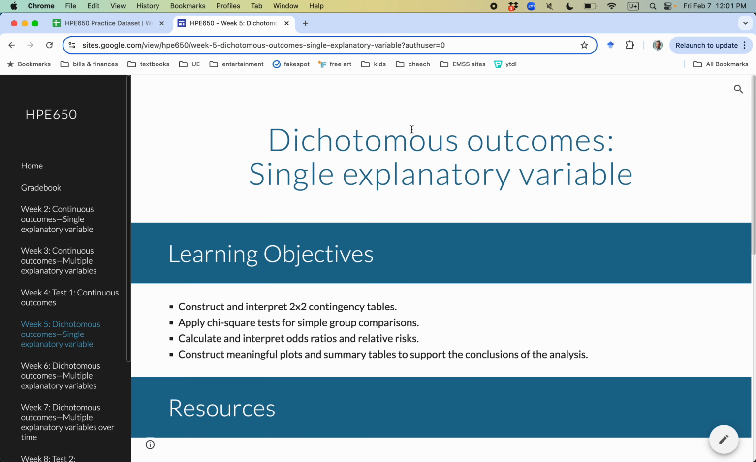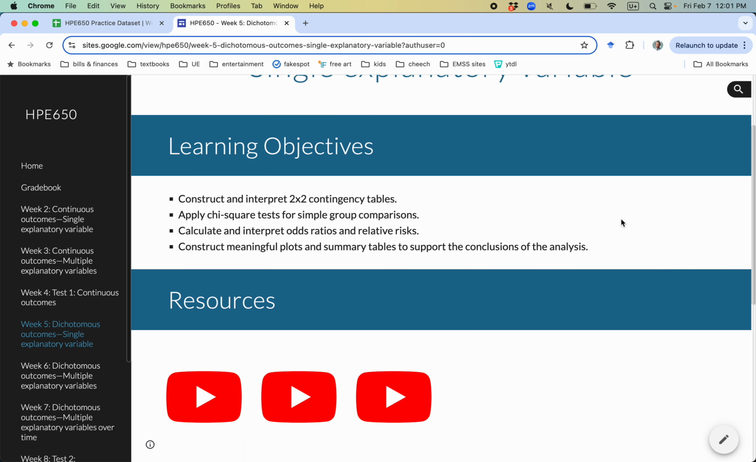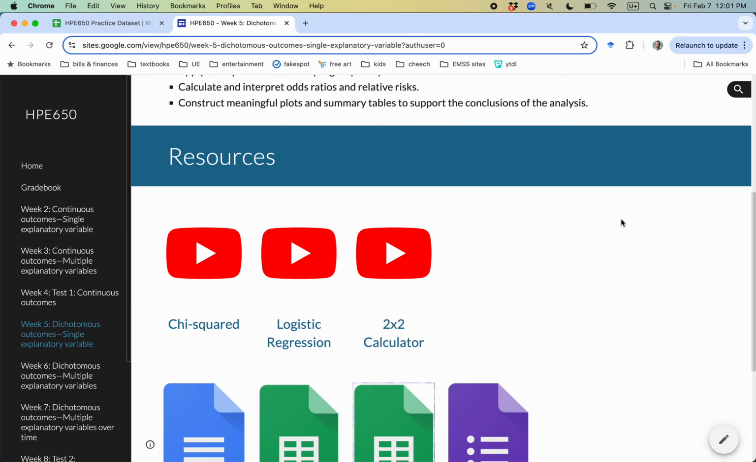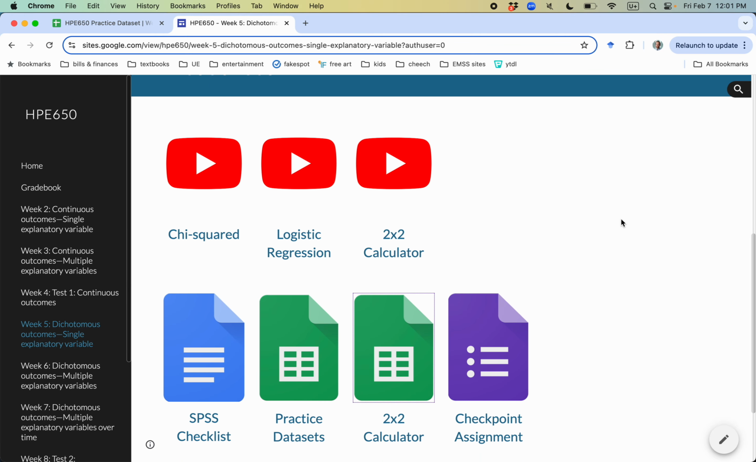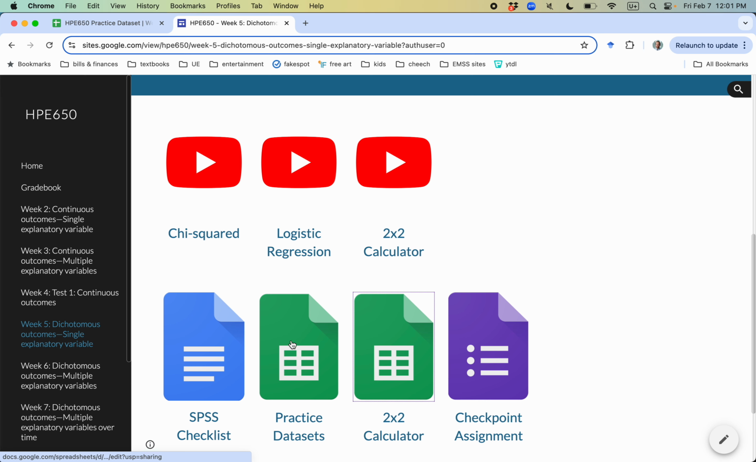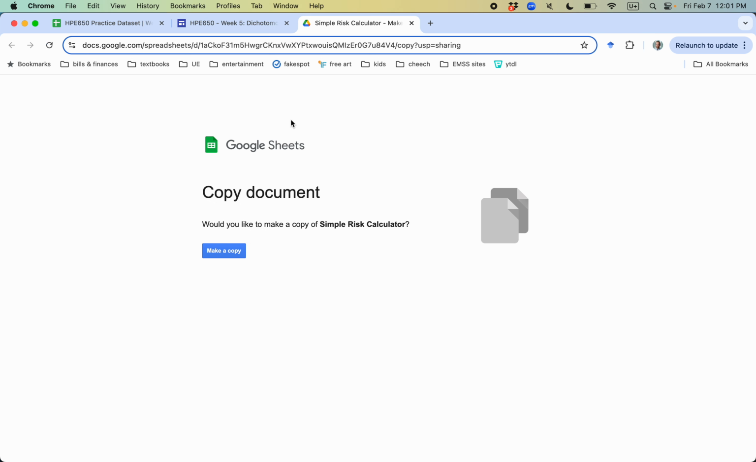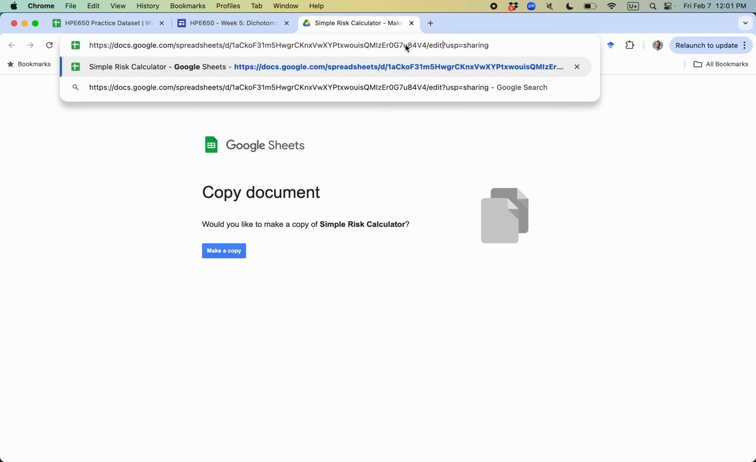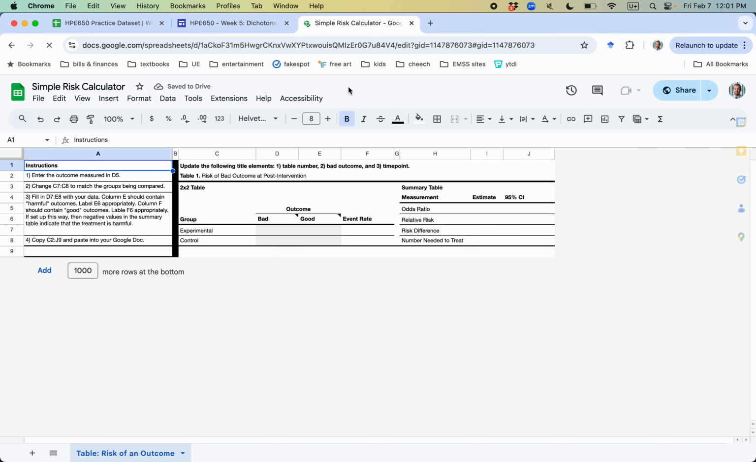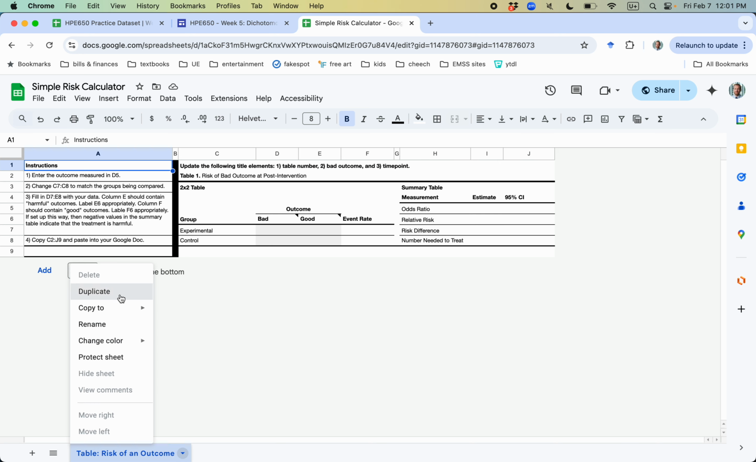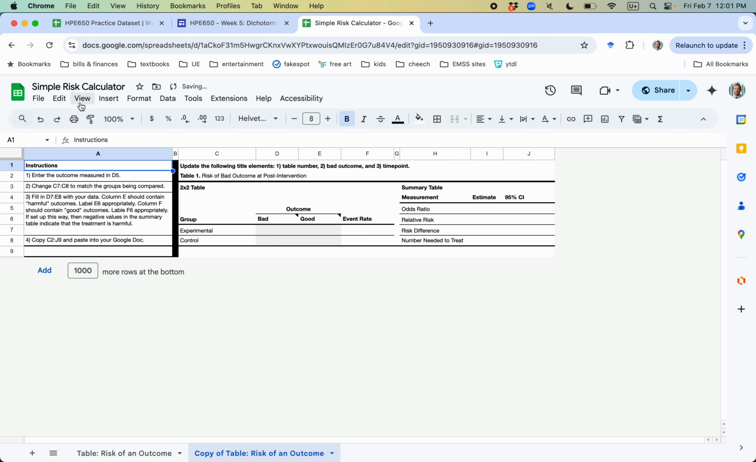So if we go to this week's page and we scroll on down, there are some video links there. There's of course a checklist made for you, and the practice data sets you can access. In this case, I'm going to use the 2x2 calculator. When you click that, it'll ask you to make a copy so that you don't go messing up the original, and you can all have your own to have and to hold. I'm going to just edit the original. I don't want to copy. You can just click the blue button and make your own. I will duplicate this so I don't mess up the original.